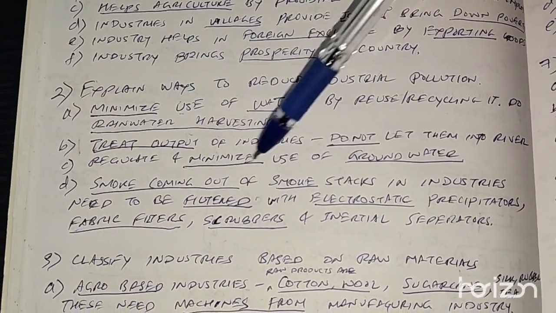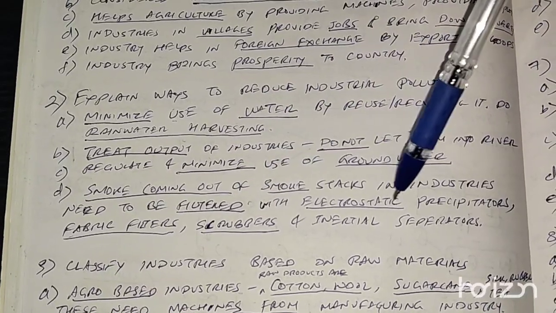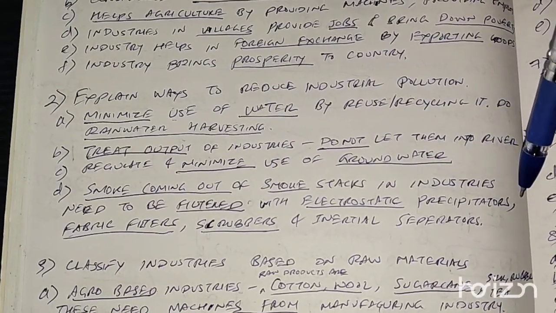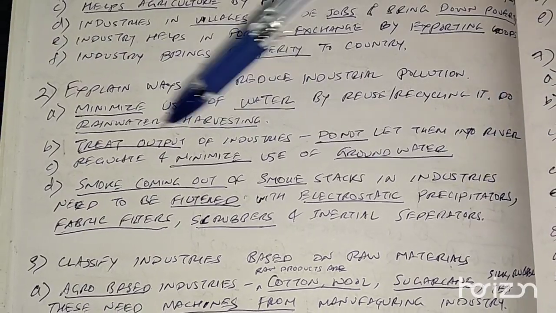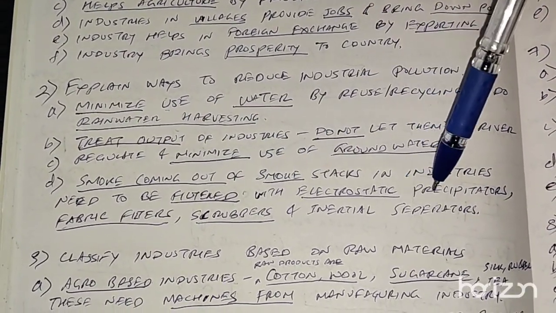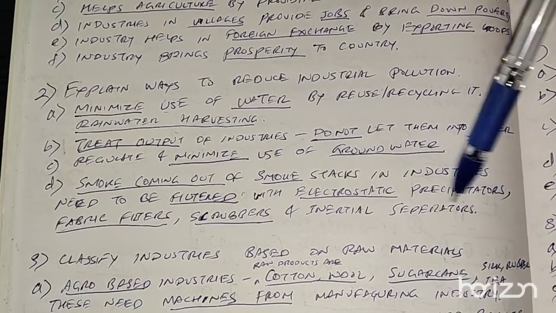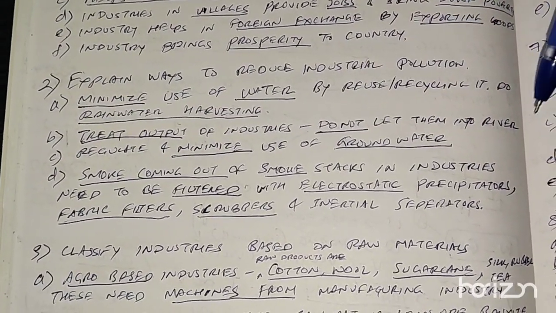Smoke coming out of smokestacks in industries needs to be filtered with electrostatic precipitators, fabric filters, scrubbers, and inertial separators. So these are the actions you have to take to reduce industrial pollution.